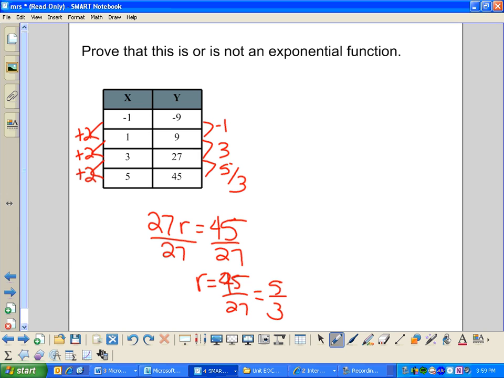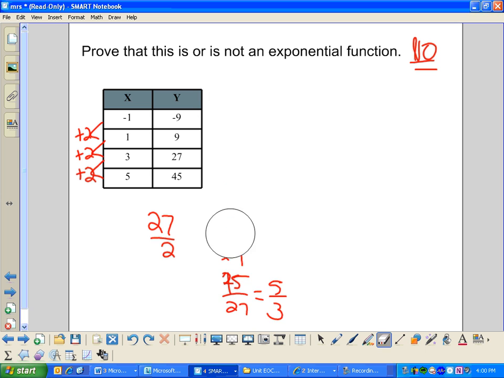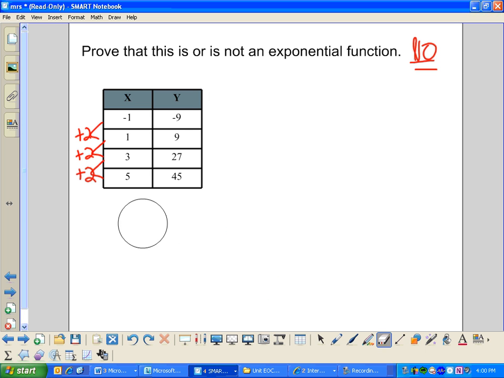Yeah, this is absolutely not an exponential function. No. Let's see if we can figure out what kind of function it is. Do your first differences and second differences. Figure out if it's linear or quadratic. If it is, write it here.